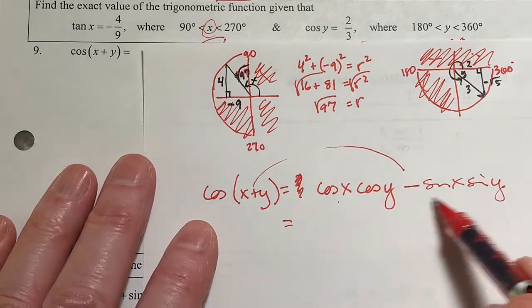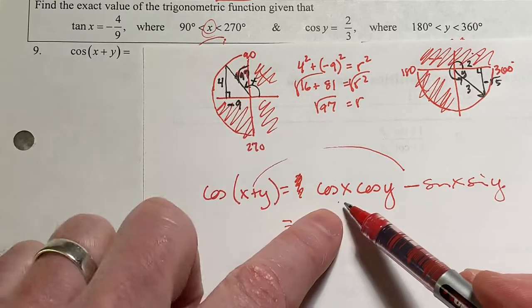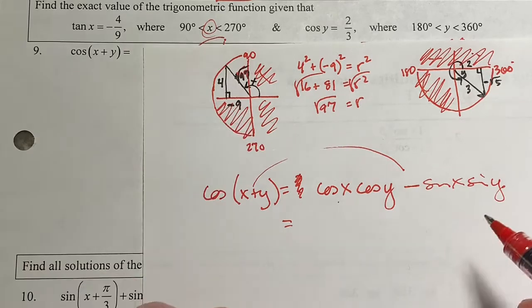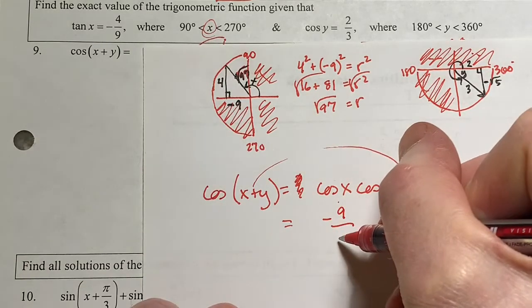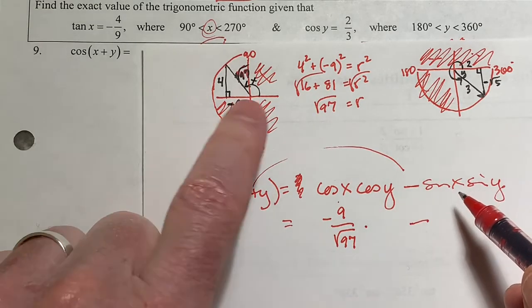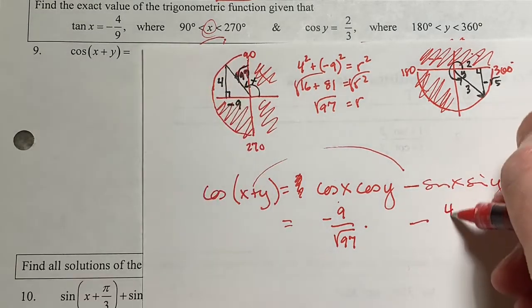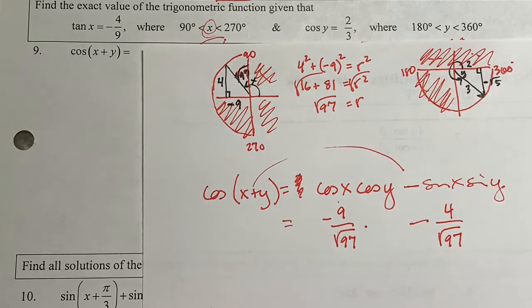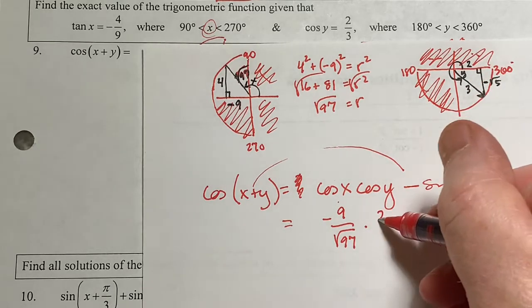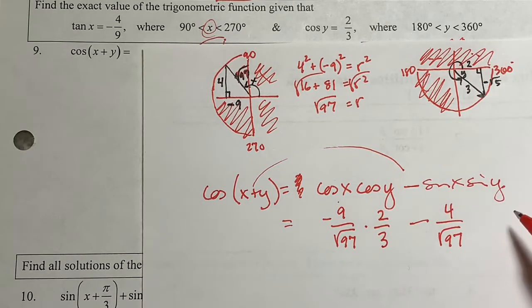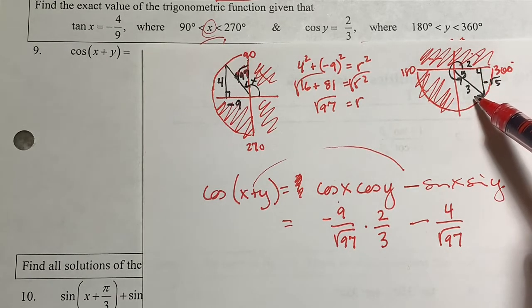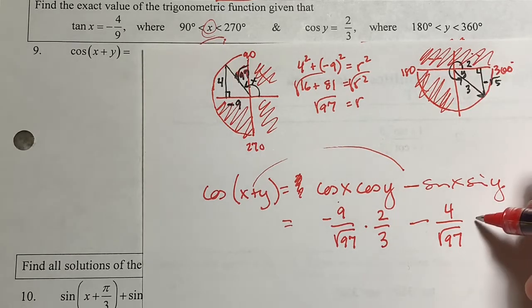And now I know everything I need to know about angle x and angle y, so let's find the cosine of it. What's the cosine of angle x? It's negative 9 over root 97. I'm going to jump over to the right side. What's the sine of angle x? It's 4 over root 97. All right, what's the cosine of angle y? It's 2/3, and they actually gave you that value if you recall. And what's the sine of angle y? The sine of angle y is negative root 5 over the 2.